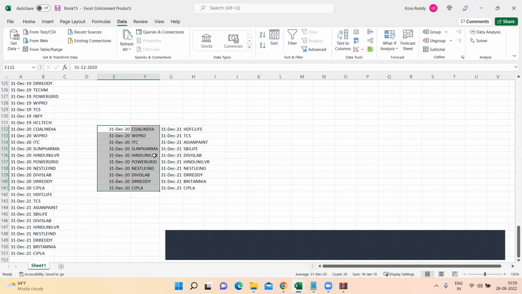Your ITC is there. Okay, ITC is gone this year. Hindustan Lever is same. Then Nestle is there. Divi's is there. Cipla is there. You just change the Coal India to HDFC Life and Wipro to TCS. ITC replaced with maybe Asian Paint, something like that. And Power Grid with maybe Britannia. Yeah, but so your churn here is only about 3 to 4 companies.